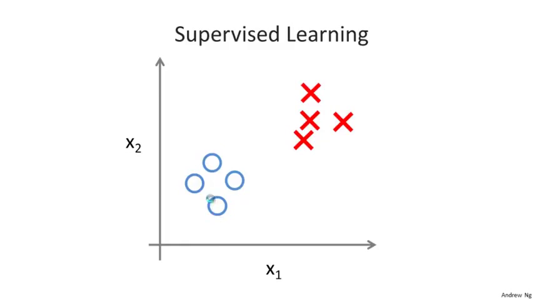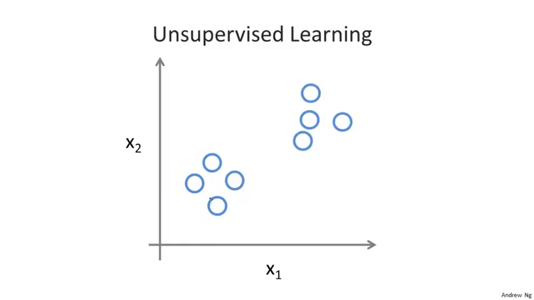We're given data that looks like this, that doesn't have any labels, or that sort of all has the same label, or really no labels. So we're given a data set, and we're not told what to do with it, and we're not told what each data point is. Instead, we're just told, here is a data set. Can you find some structure in the data?